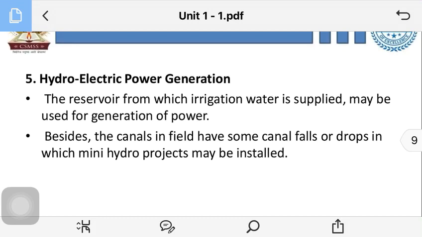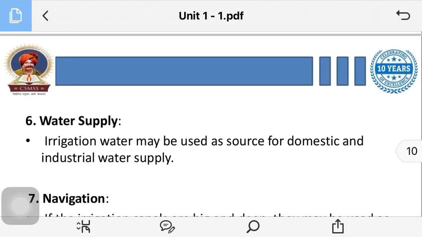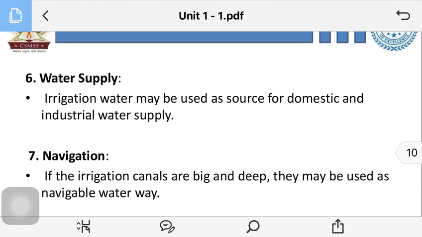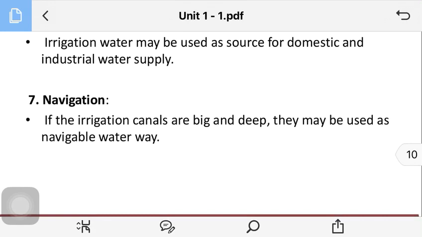A canal drop or canal fall is an irrigation structure constructed across a canal to lower its bed level to maintain the design slope when there is a change of ground level. This falling water at the fall has some surplus energy. Next is water supply. Irrigation water may be used as a source for domestic and industrial water supply. Seventh is navigation. If the irrigation canals are big and deep, they may be used as a navigable waterway.